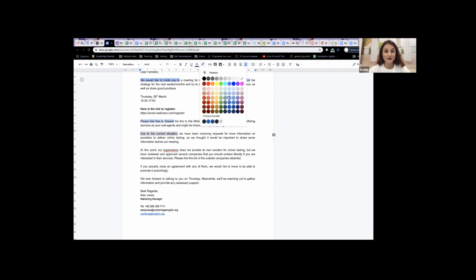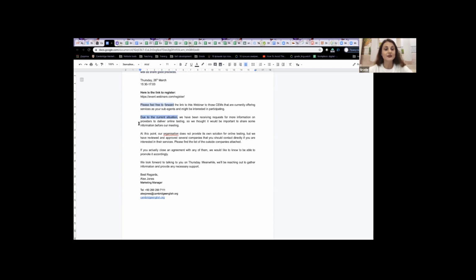A very relevant phrase right now. Due to, it means because of. Because of the present situation, in another way that you can say it, but we're trying to make it concise. In business writing, we try to make it more brief, as we have said. So we try to put it in less words. We have been receiving requests to deliver testing and so on and so forth.